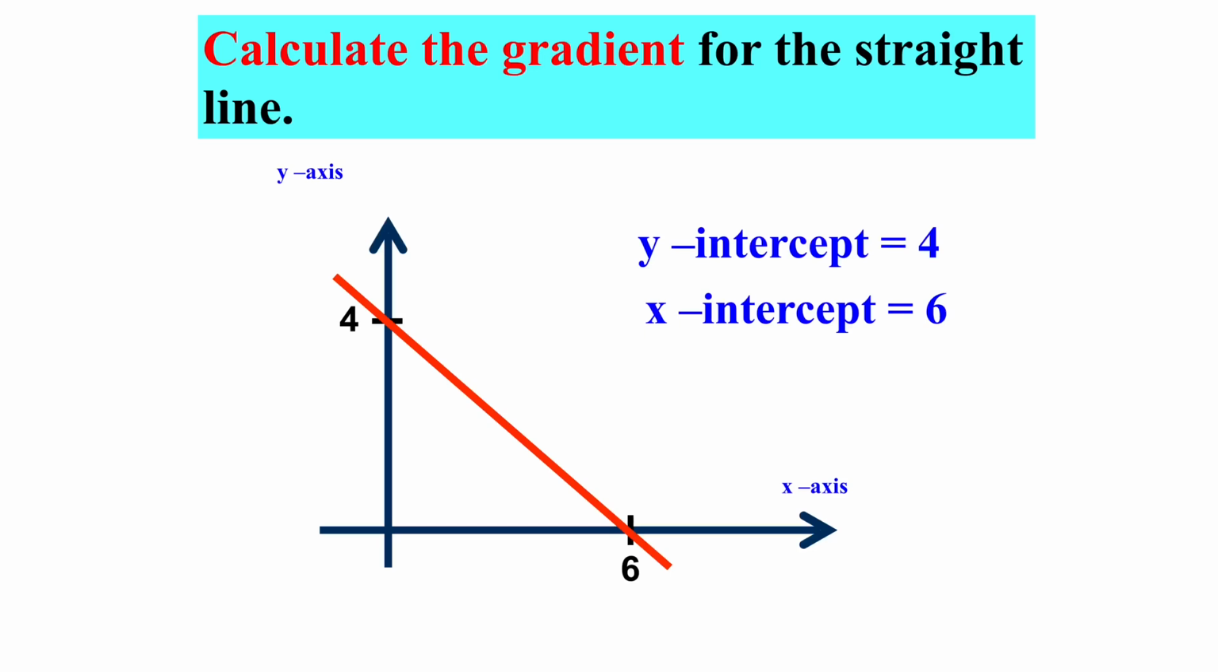Now we can also find the gradient by looking at the intercepts. So the gradient for the intercept form is m equal to negative b over a. That is the so-called gradient of the straight line. So you use the y-intercept over the x-intercept. And please don't forget you must have a negative. Alright.